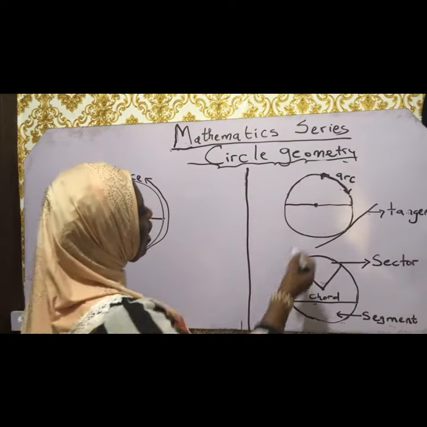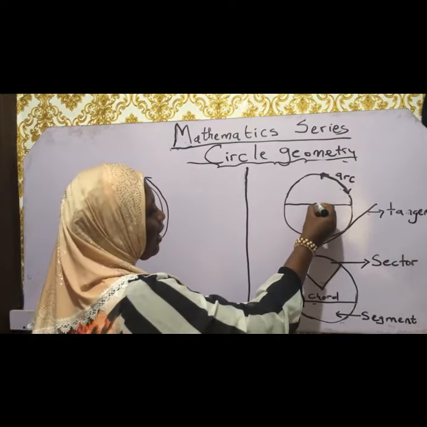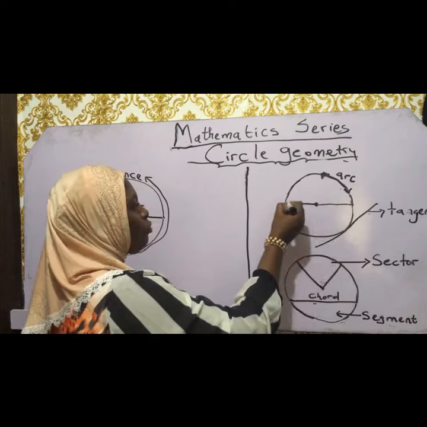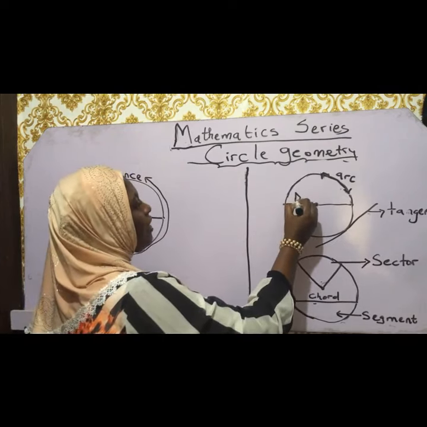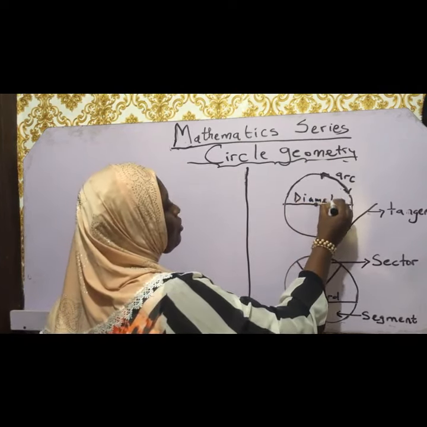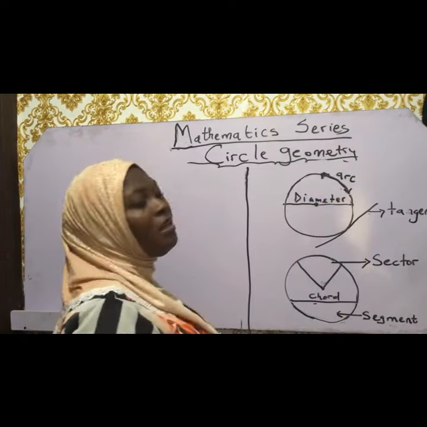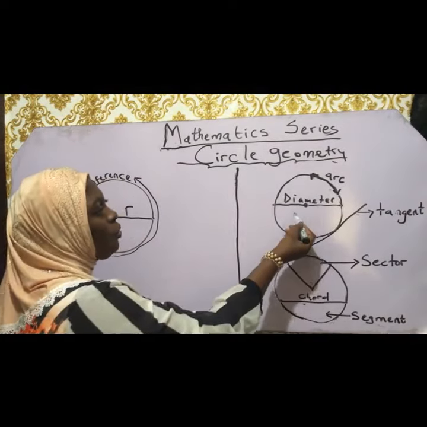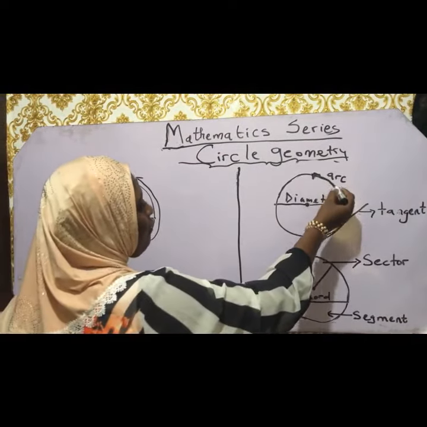Then here we have a circle. Then we have a line that passes through the center of the circle from one point to another point. This is regarded as the diameter. So the diameter of a circle is a line from one end to another end, and it passes through the center.